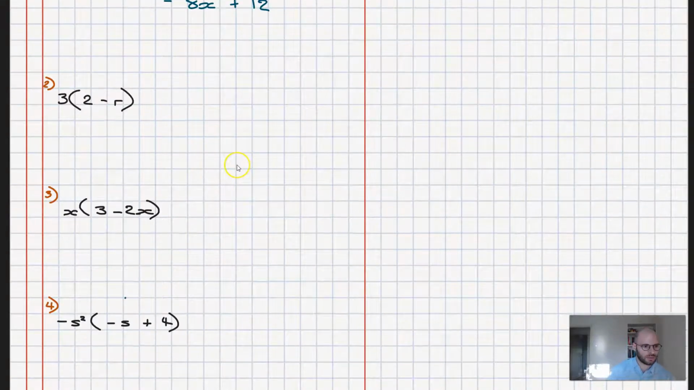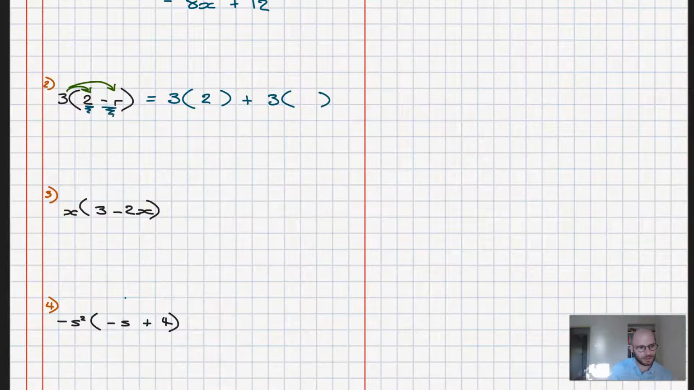Next example, 3 multiplied by 2 minus r. Similar to the first one, I'm going to multiply the 3 with the 2, and the 3 with this minus r. What that's going to look like is I put the 3 down, open up some brackets, and then I grab the first term, which is the 2. Then I'm going to put down a plus sign, put down the 3, and open up some new brackets. Grab the second term, which is this minus r, and put that in there.